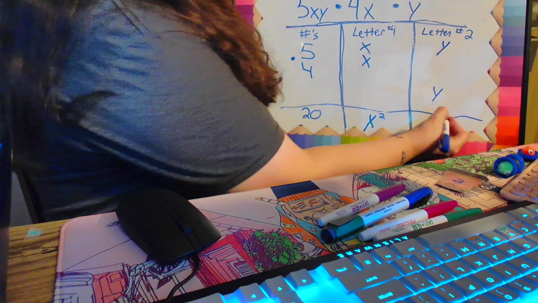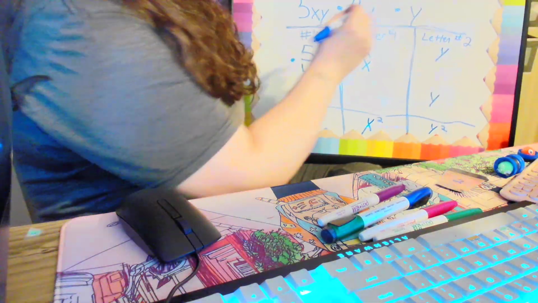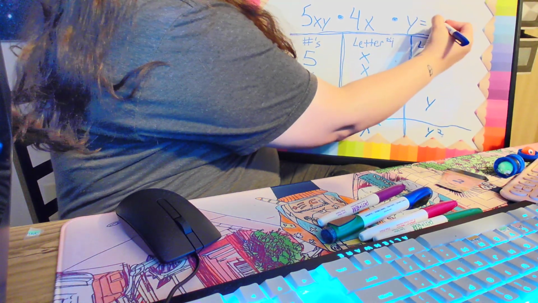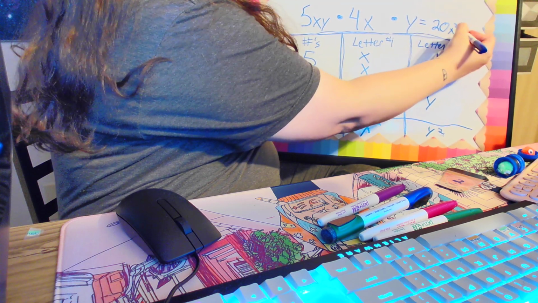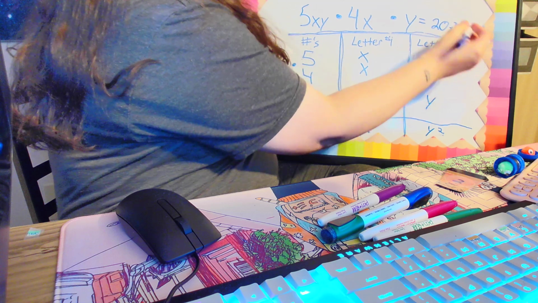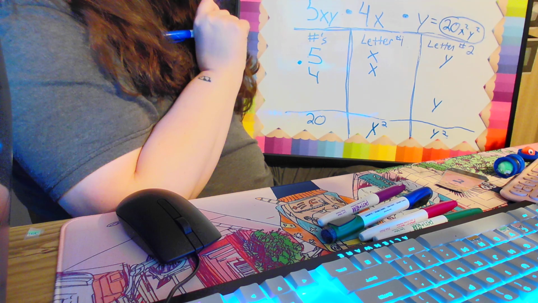Okay? So now we've got y squared, just like that. So our answer is 20x with a little 2 on top and a y with a little 2 on top of that. And that is your answer.